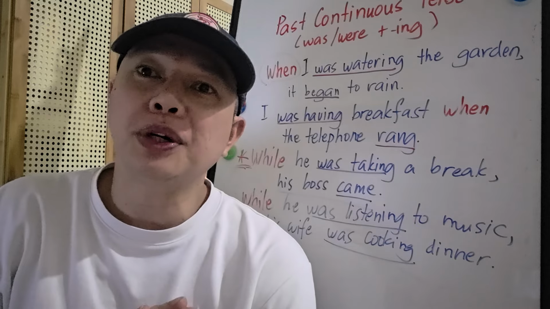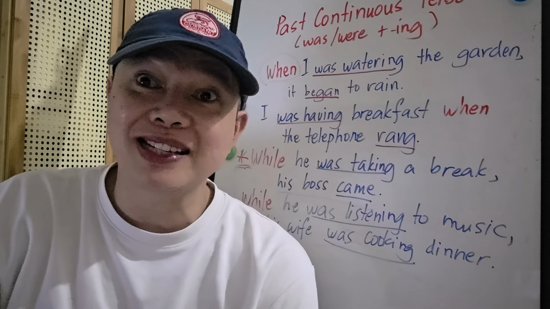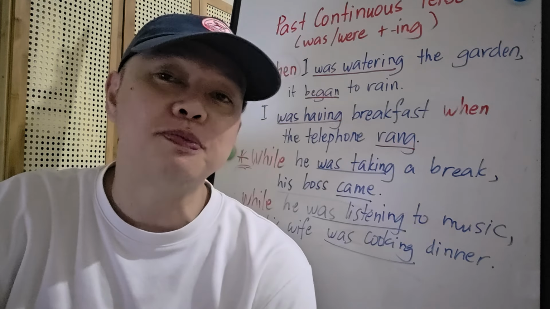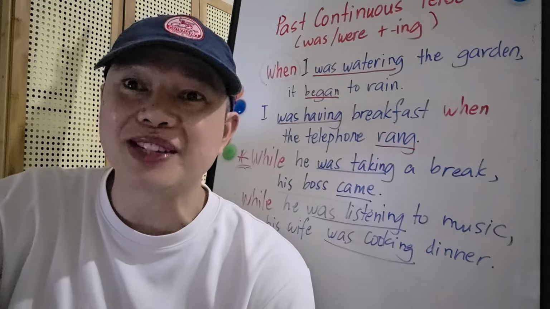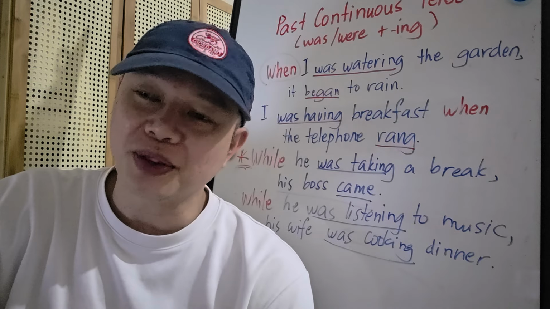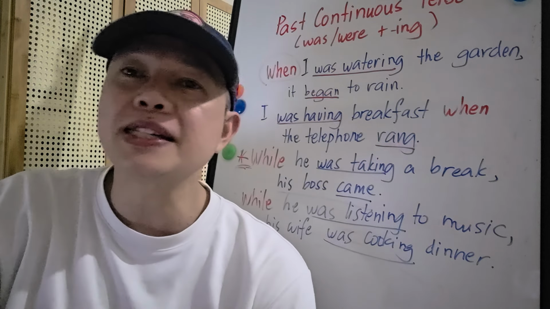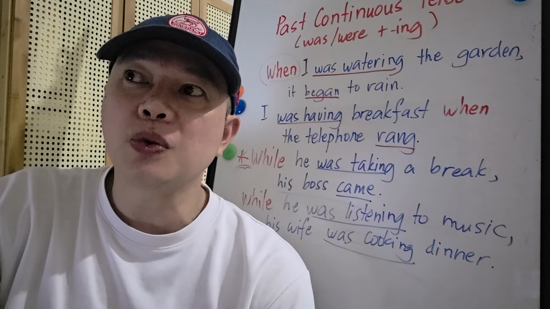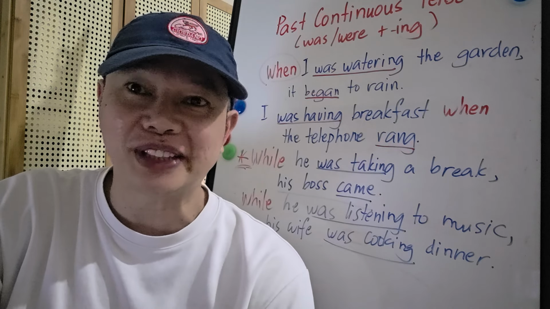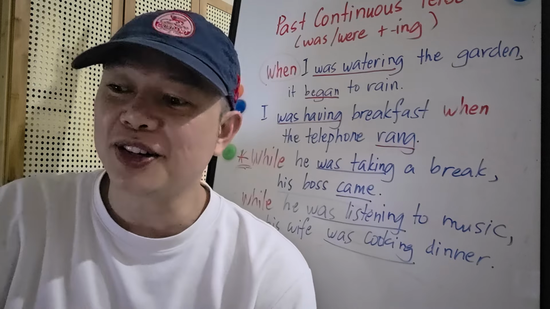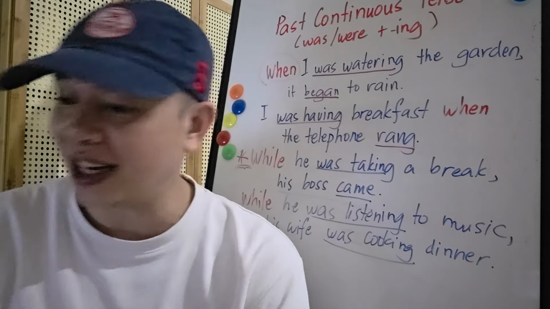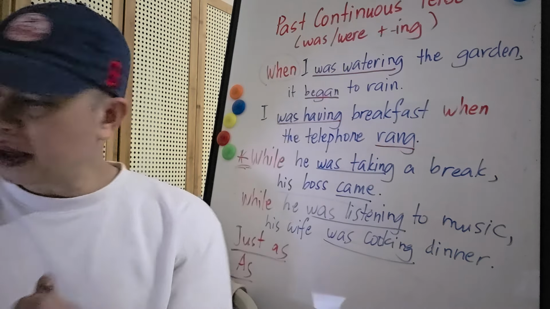So, I've been sharing with you lessons about the tenses, and just like I promised, I want to complete the 12 tenses of the English language. All right, but this time, since we've talked about one perfect tense, let's have another perfect tense, which is past perfect.